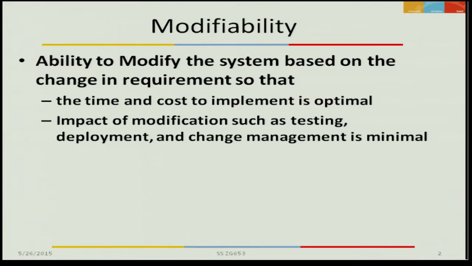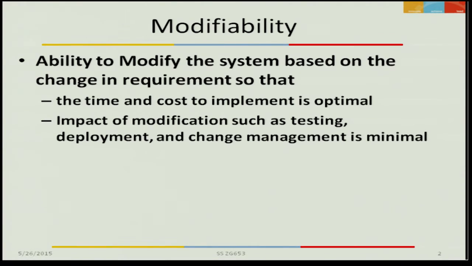Modification of a system is a part of our everyday life in software development, and everybody wants the modification to be done fast, and also everybody wants that time and cost should be optimal. So those are all desired properties. But just because someone desires it, it does not make a system modifiable. So let us pause for a minute and relook at the definition of modifiability.